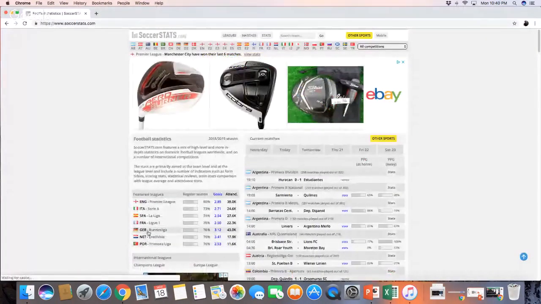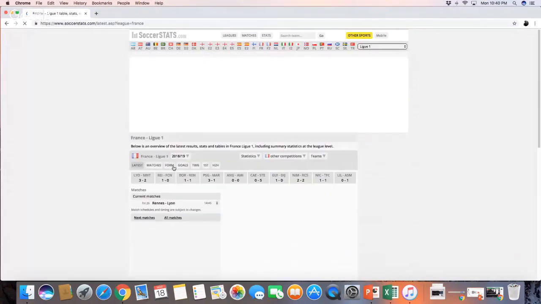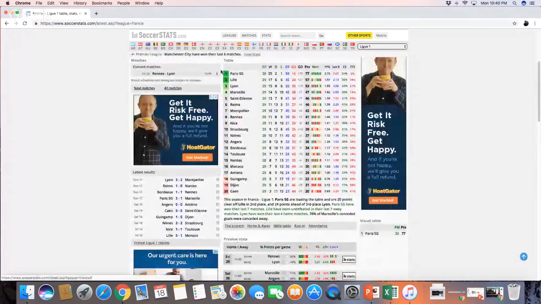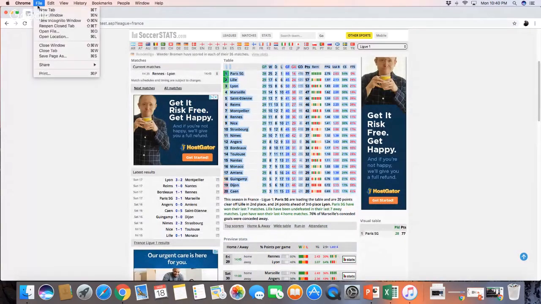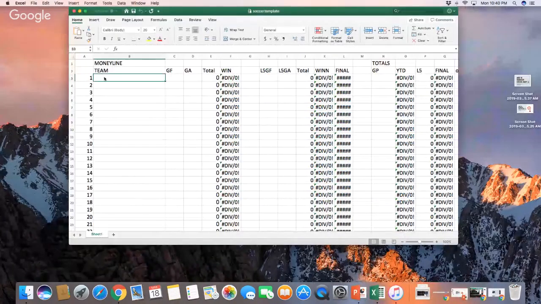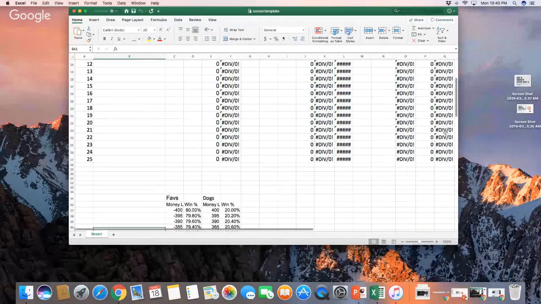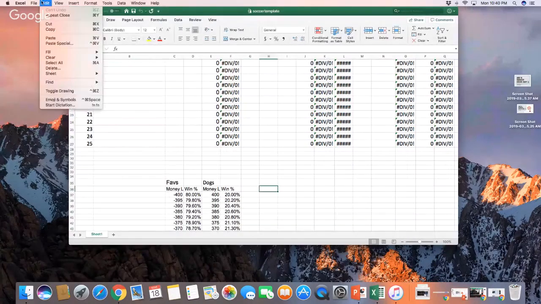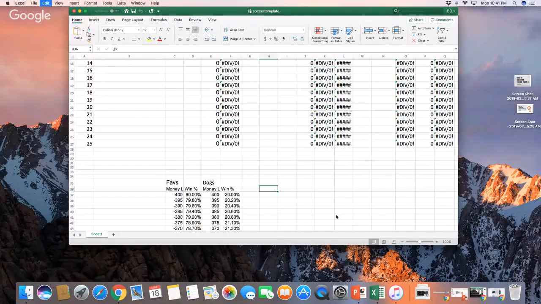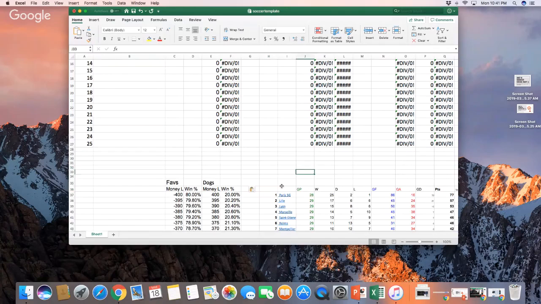The site I'm going to go to is soccerstats.com, and this is the French league. So I'm going to click on here and copy all of this. Then I scroll down the spreadsheet just anywhere over here and paste all this in. Somebody that's really good with Excel might be able to tell me a faster way to do this, but I've found this way to be pretty good.